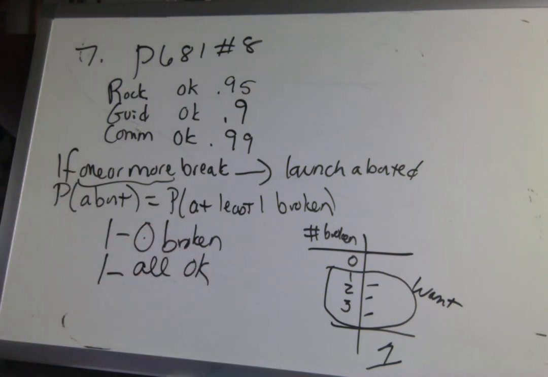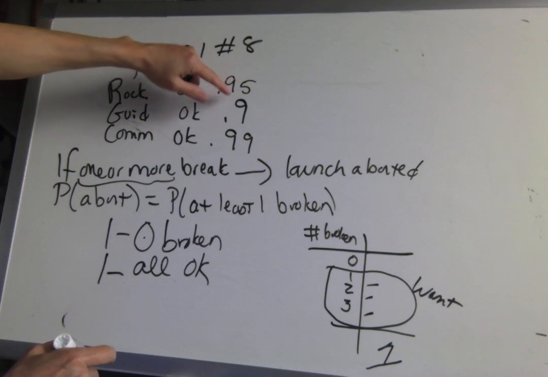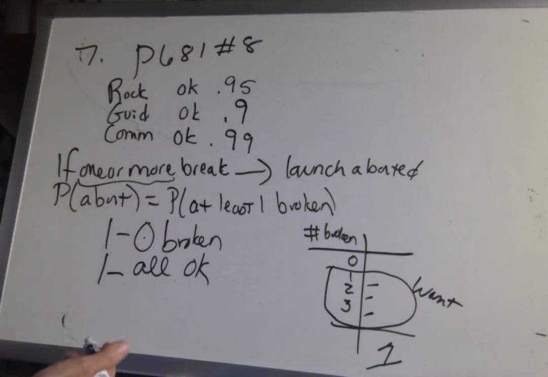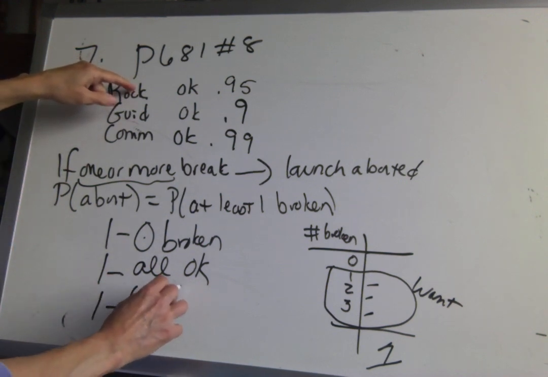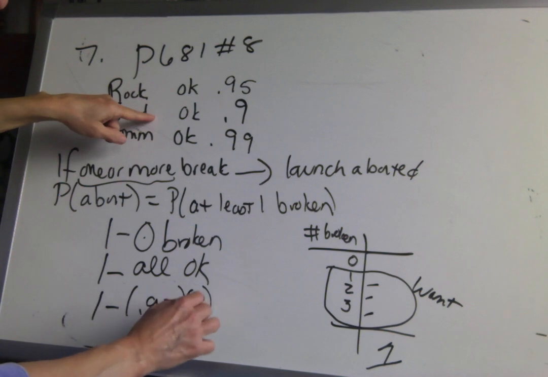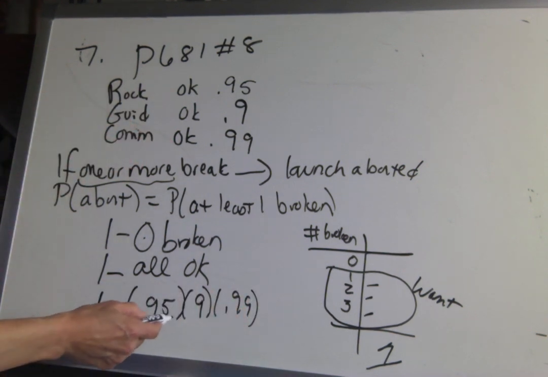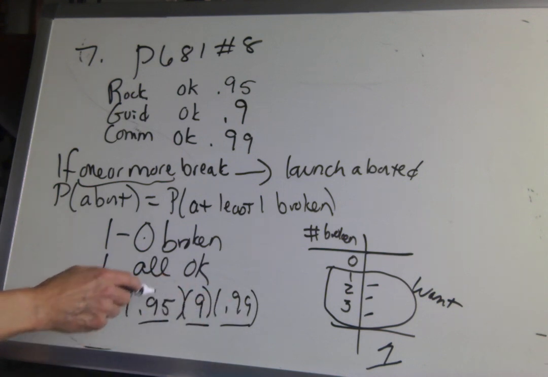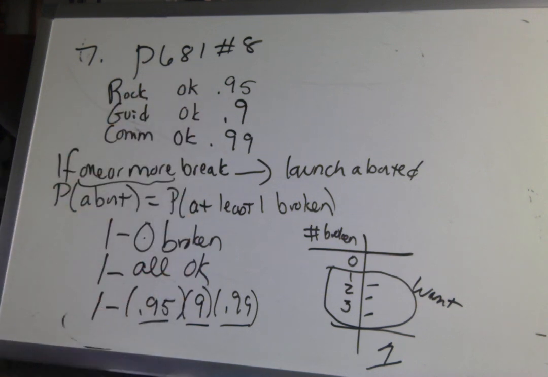Now, up until this problem right now, I would have just raised something to the 3rd power. The reason why I love this problem is they didn't give you the same probabilities, so we don't have the luxury of just raising to a power. We need the rocket to be okay, and we need the guidance to be okay, and we need communications to be okay. So we're not allowed to just raise something to the third power. We just have to actually multiply the 3 okay probabilities.